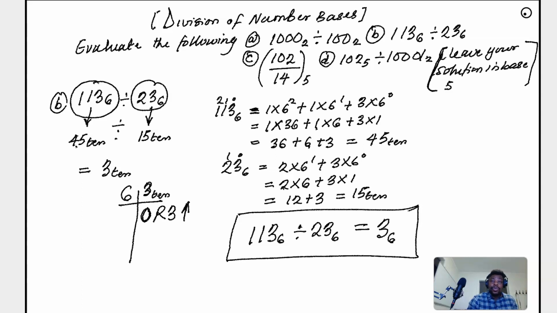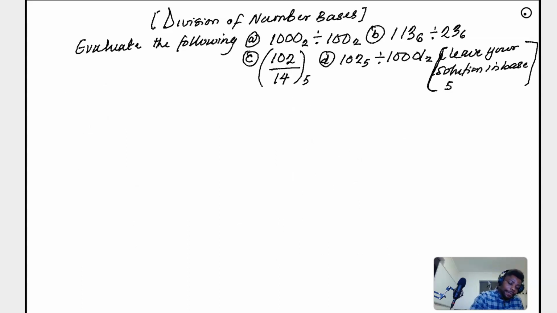Now, the next question is easy. Just 102 divided by 14 in base 5. Convert each of that to base 10 and do the division and convert back to base 5. For D, it has different bases. The first one is in base 5 and the second one is in base 2. So I convert to base 10 first, divide, and take it to the respective base that the question requires you to take it. I will quickly do that. So let's do question C.